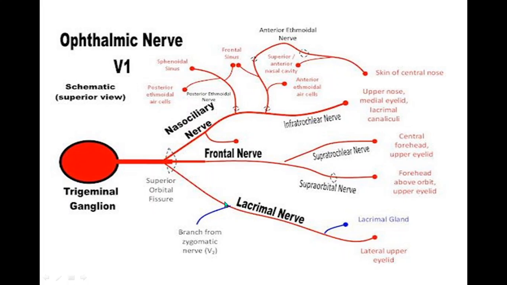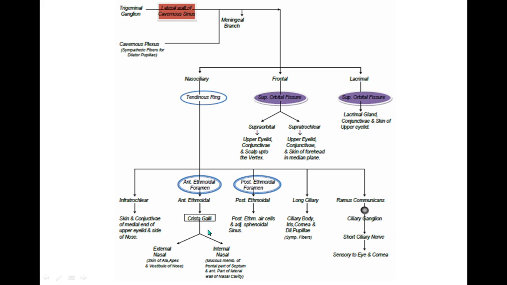The only thing is the lacrimal nerve will be carrying the postganglionic secretomotor fibers to the lacrimal gland. How do these fibers reach the lacrimal nerve? Through this zygomatic nerve connection. Yeah, this is again one more picture, a chart explaining the different branches and their area of distribution.